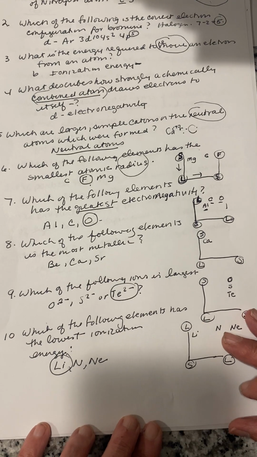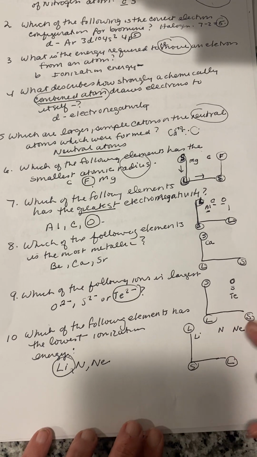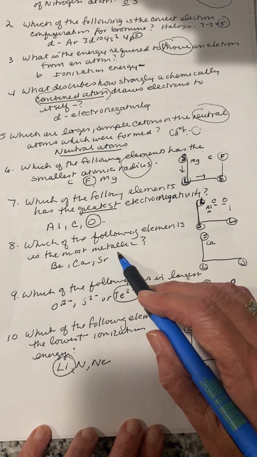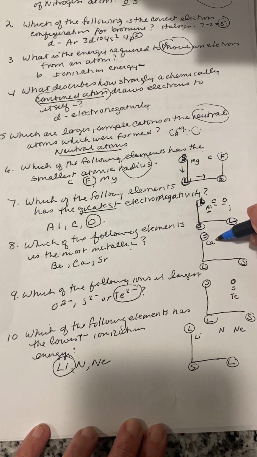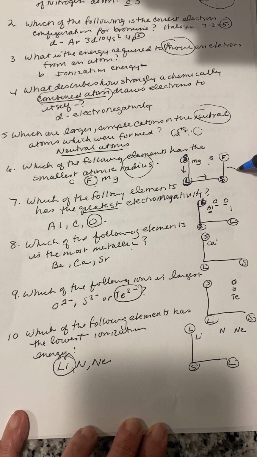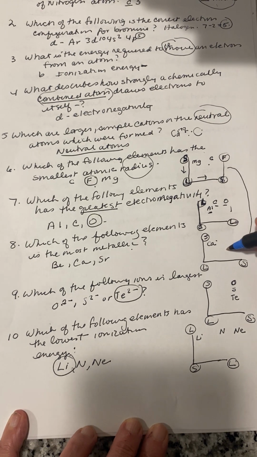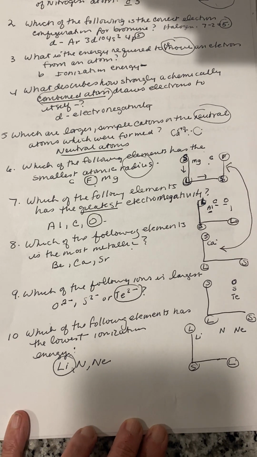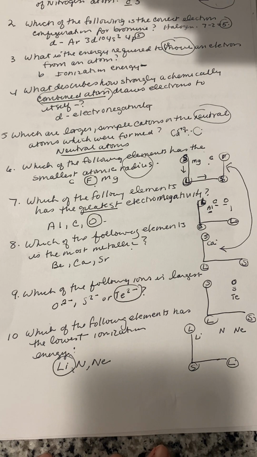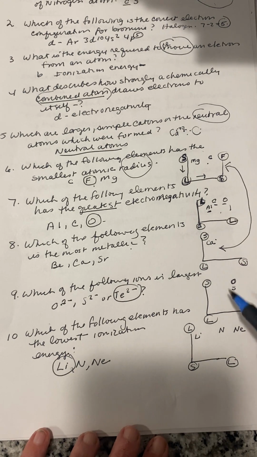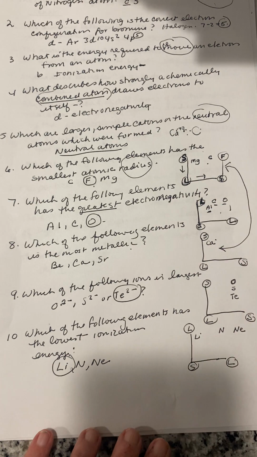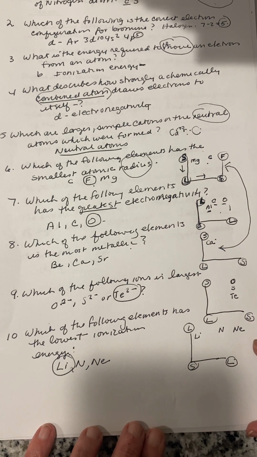So let's go on to the next one, number 8. Which of the following elements is the most metallic? Metallic, this graph is going to be exactly like the graph we did for the radius. These two graphs, metallic and the radius, are the same. It's only the ionic and the electronegative, all the kind of strange ones, that are different. But metallic and size are going to be the same.